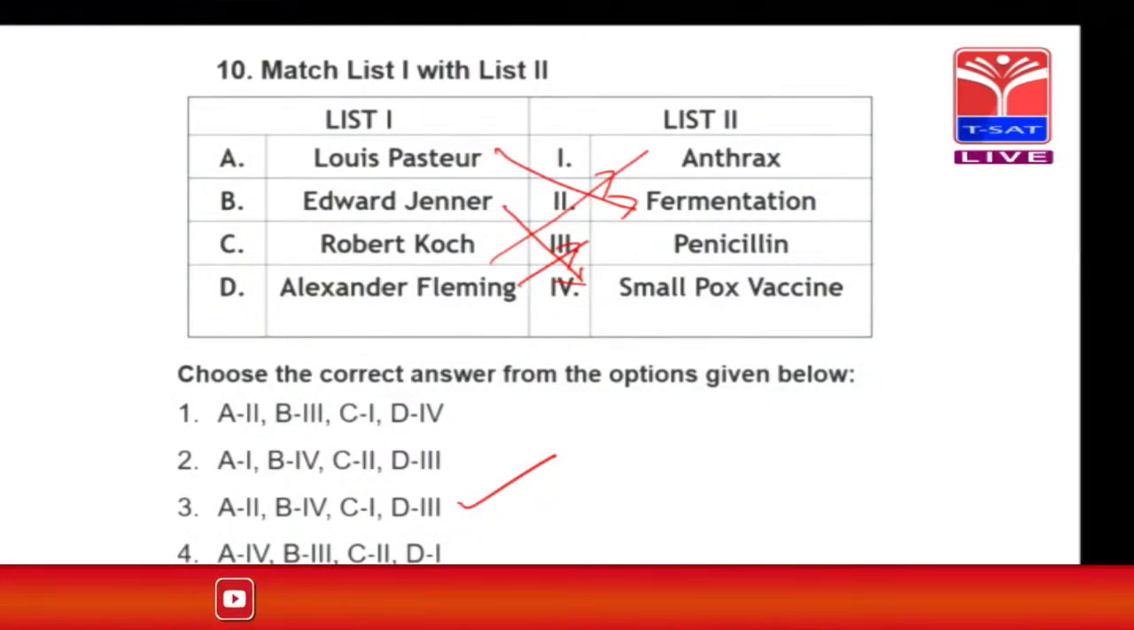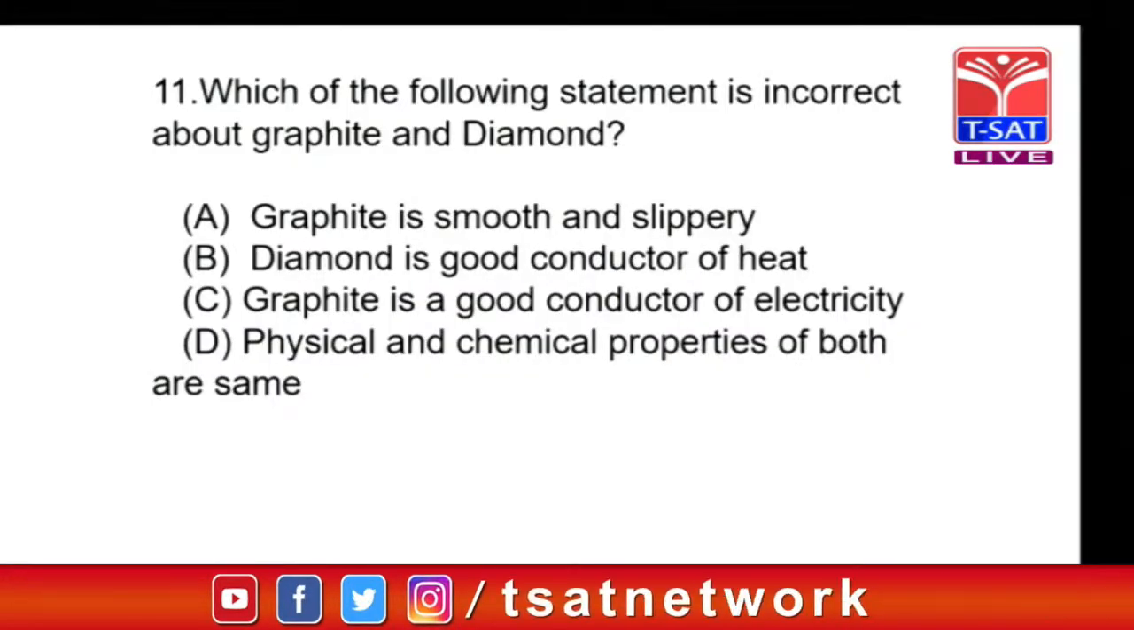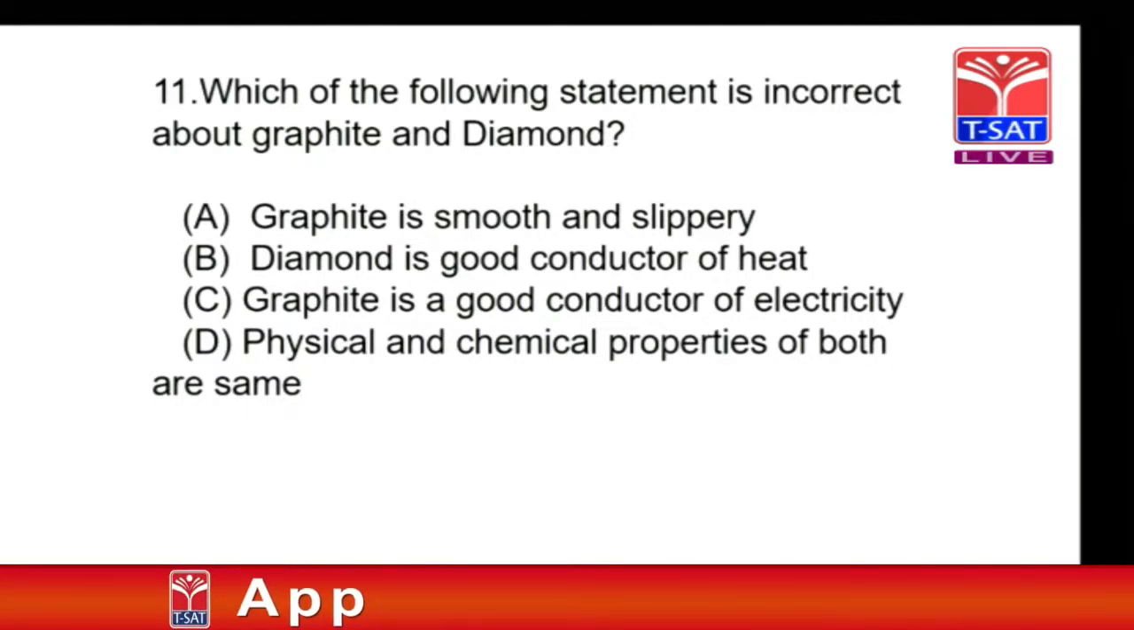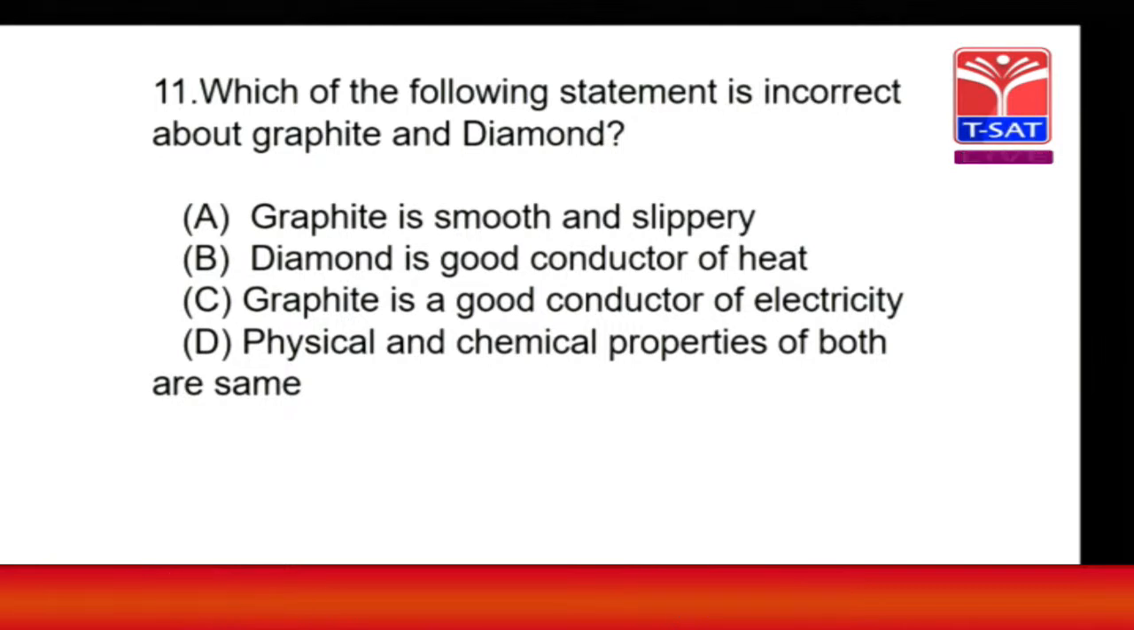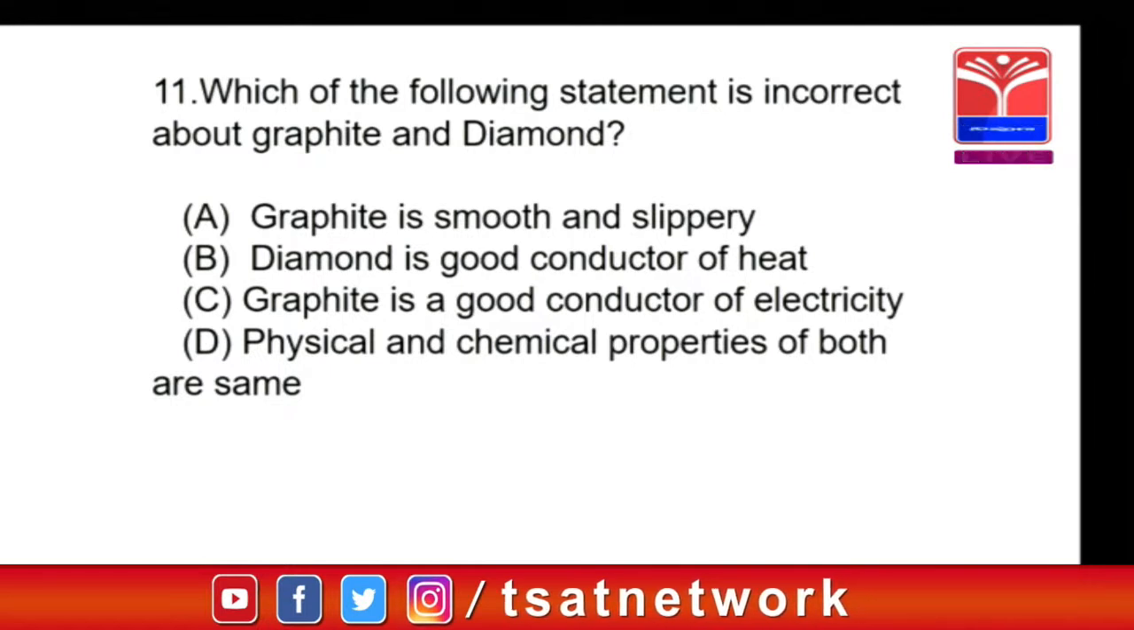Now we will go for the next question. Which of the following statements is incorrect about graphite and diamond? Here 4 options are given. Of course, graphite and diamond are allotropes of carbon. Graphite is smooth and slippery. Diamond is a good conductor of heat. Graphite is a good conductor of electricity.